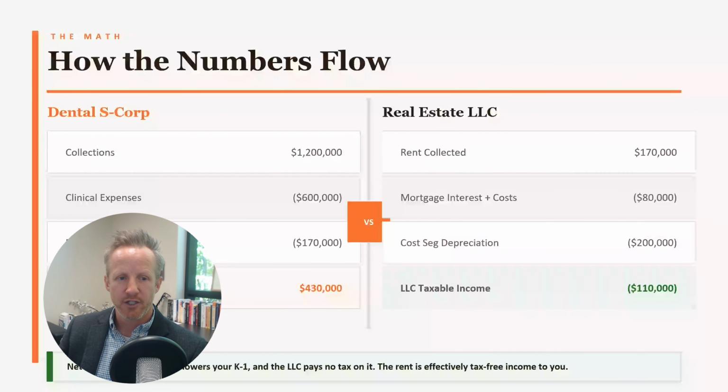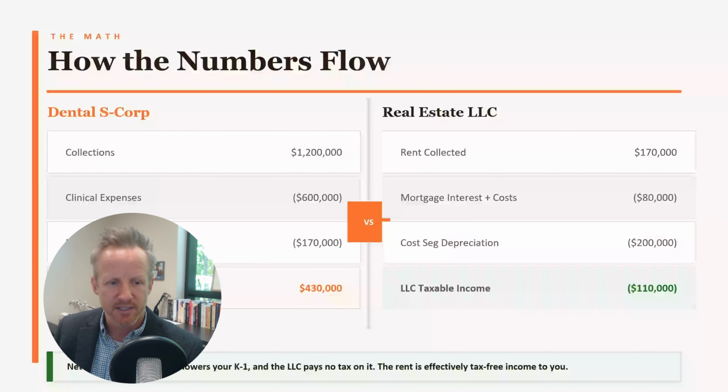For those of you watching on YouTube, on the left is your dental S corporation, and on the right is your real estate LLC. And I'm going to go through the very sandwiched version of the dental S corp. Number 1, your collections at 1.2 million collections. That's in my example here.